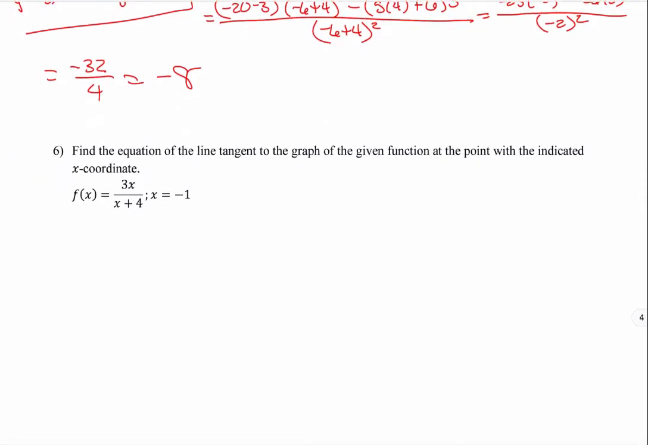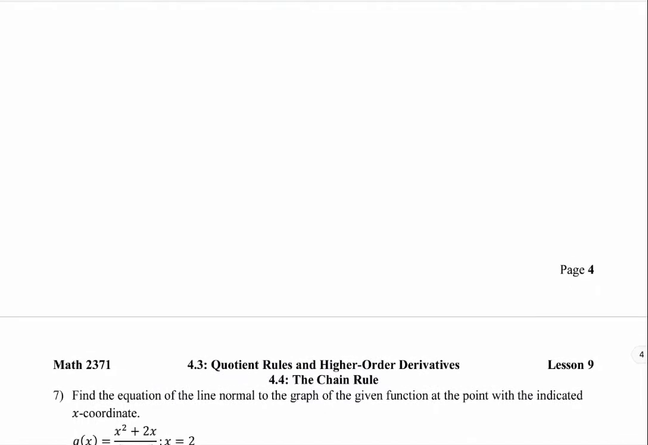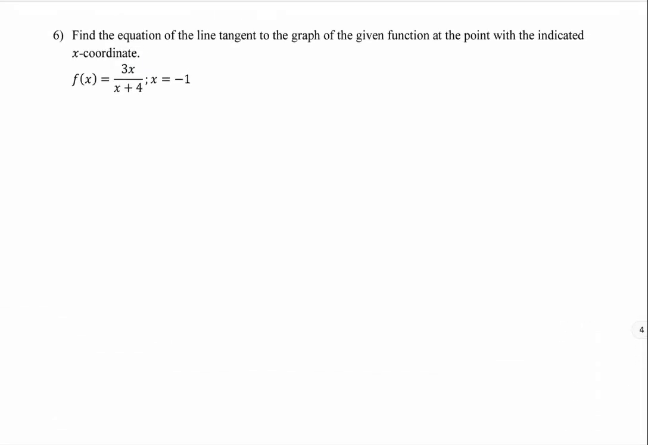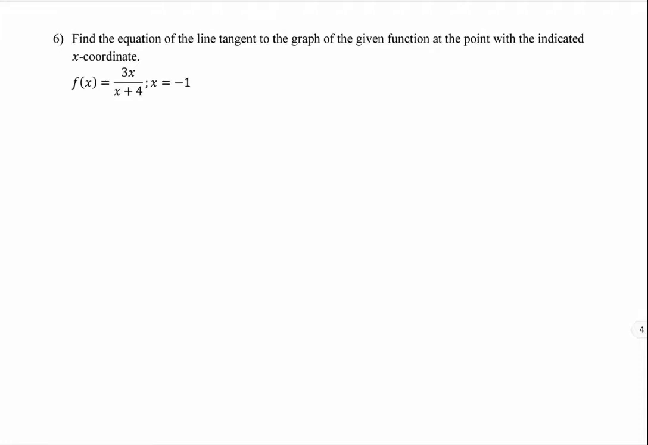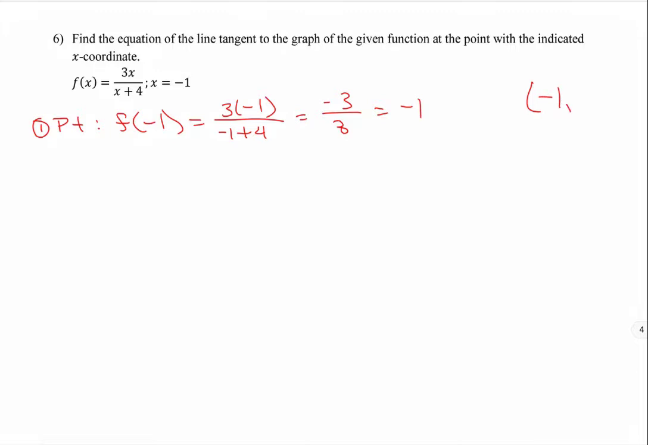Okay? Find the equation of the tangent line at the given point. So the first thing we need to do is find the point. So that's f of negative 1. So that's 3 times negative 1 over negative 1 plus 4. So that's negative 3 over 3, so that's negative 1. So we have the point negative 1, negative 1.